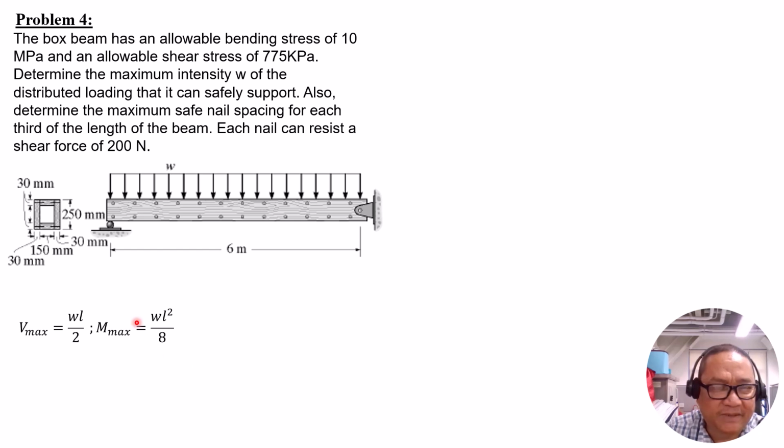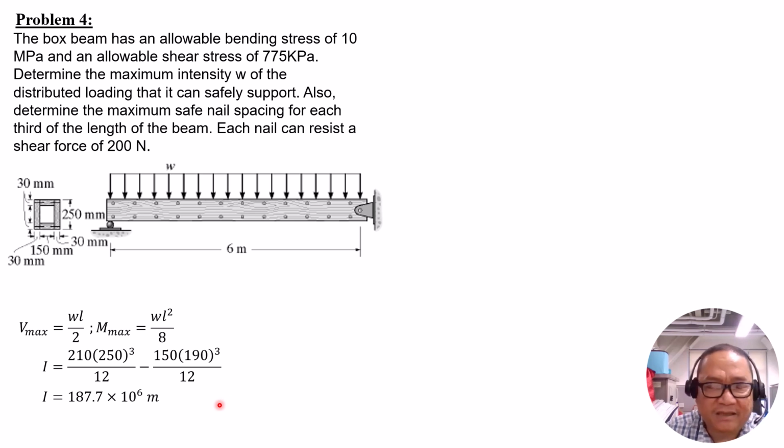Now, the moment of inertia of the section is the moment of inertia of the big rectangle minus the moment of inertia of the hollow rectangle. For the big rectangle, 150 plus 2 times 30, the base is 210, the height is 250. And for the inner hollow rectangle, it is 150 by 250 minus 2 times 30, 190. So the moment of inertia with respect to the neutral axis is 210 times 250 cubed over 12 minus 150 times 190 cubed over 12. And that is equal to 187.7 times 10 to the 6 mm to the 4th.